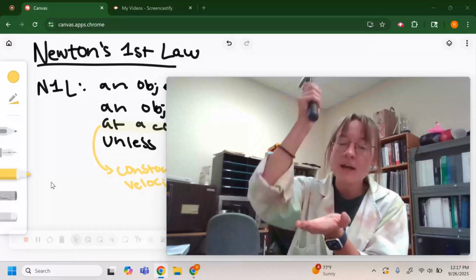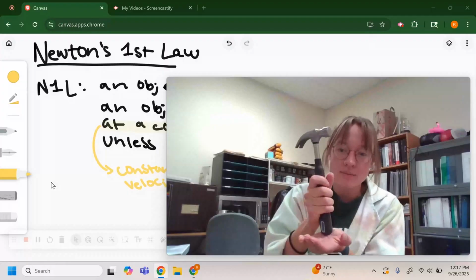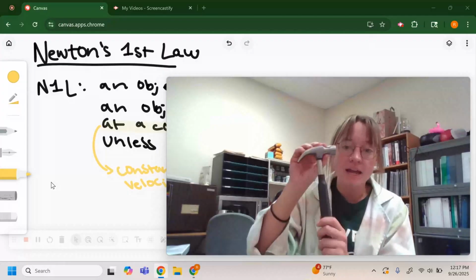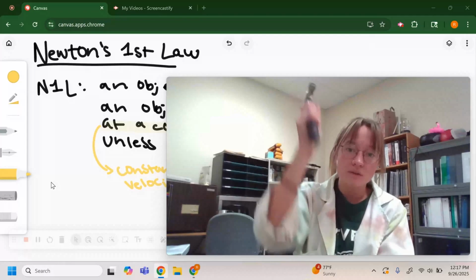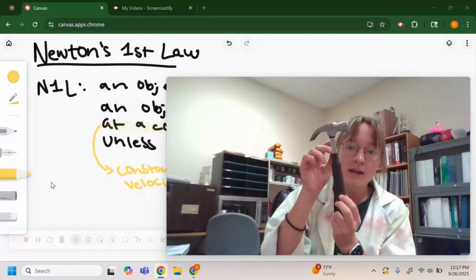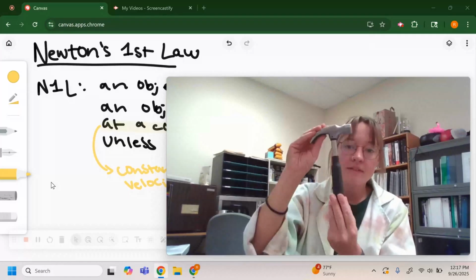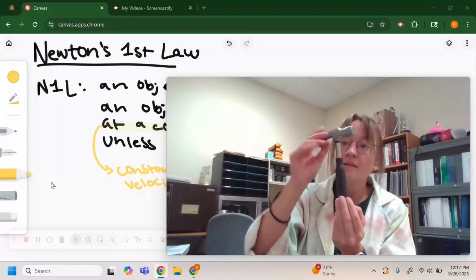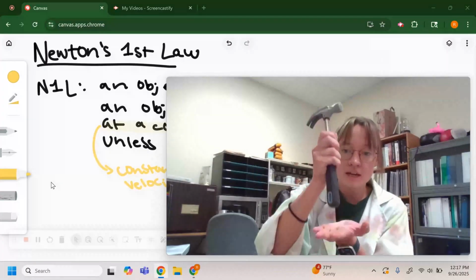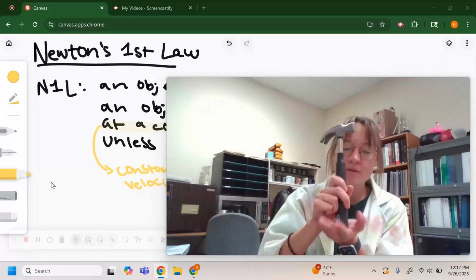Why do you hit the end of the hammer on the table? Well, because the head of the hammer, if you are swinging it down like this, and if you're trying to tighten it up, you swing it down like this. The head of the hammer is an object in motion, and that object in motion would like to stay in motion.